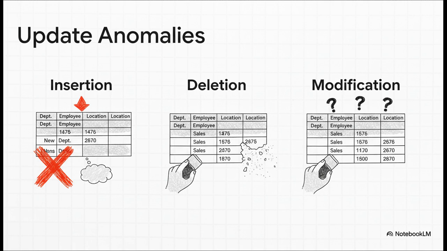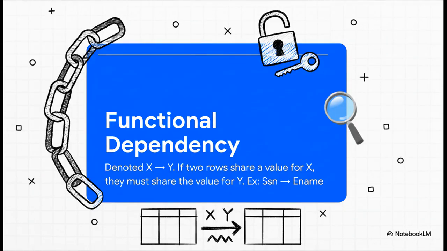For example, if all your employee and department info is just jumbled together, you can't add a new department until you actually hire someone for it. Or even worse, if you delete the last employee from a department, the entire department itself just disappears from the database. This is how you end up with unreliable, totally corrupted data. So how do we prevent this mess?